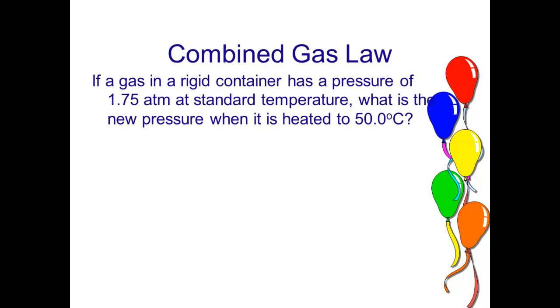If a gas in a rigid container has a pressure of 1.75 atmospheres at standard temperature, what is the new pressure when it's heated to 50 degrees? Well, we know what the standard temperature is. 273. Yeah, so we know we have a pressure. We know standard temperature is 273. We're being asked for a new pressure, and we're given a second temperature. We're not even given any volume.